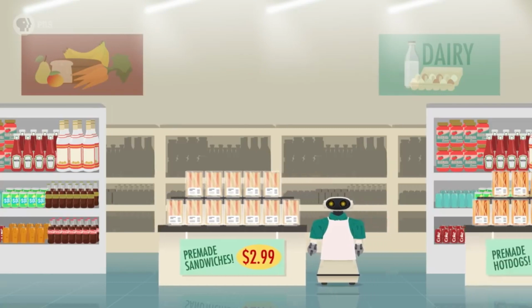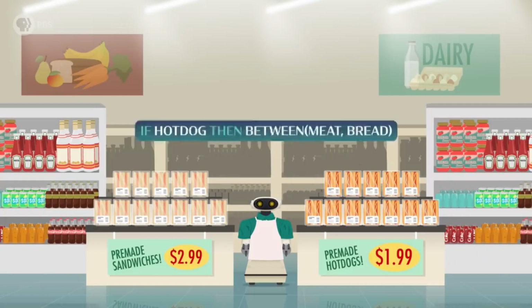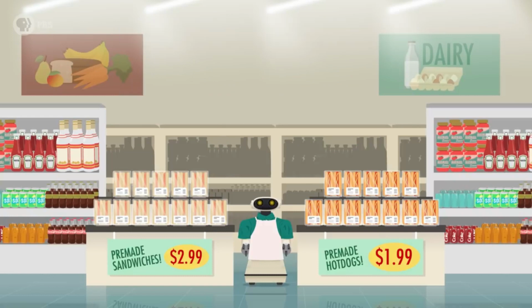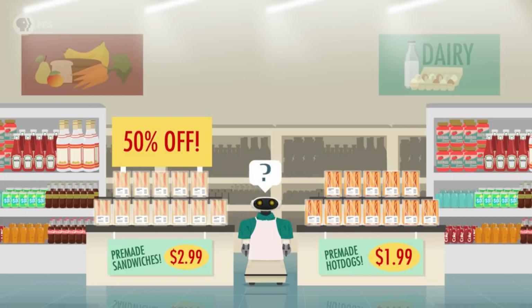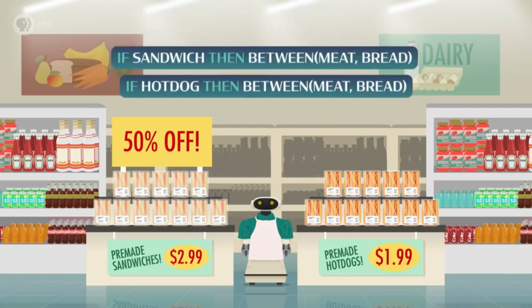Simple enough. There might be other rules in the grocery knowledge base, like for example, a hot dog also implies between meat bread, or if hot dog, then between meat bread. Now, if the grocery store is having a sale on sandwiches, should the hot dogs also be on sale? Well, with inference, the grocery store AI system can apply the following logic. Because sandwiches and hot dogs are both symbols that imply meat between bread, then hot dogs are inferred to be sandwiches, and the discount applies.